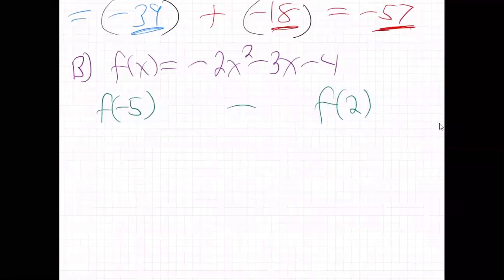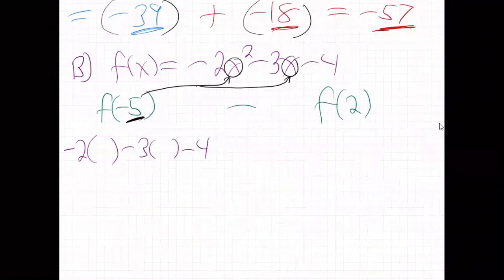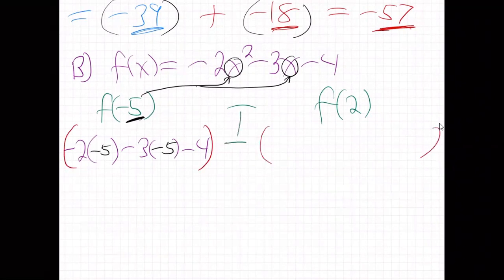We're on part B now. So what are we going to do now on part B? Well, same thing kind of as last time. I'm going to take -5 and I'm going to put it in for x right there and right there. And so what do we got? -2, and we're plugging in -5 in both of those x spots. I'm going to put parentheses around this whole part and then parentheses around that whole part with this minus sign in between. And now I'm plugging in 2 into both x spots in the function.